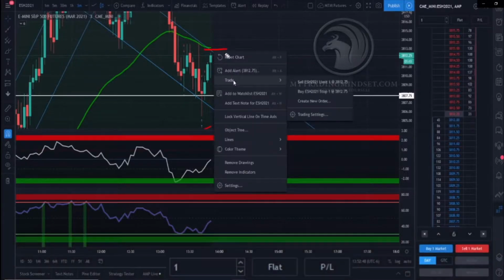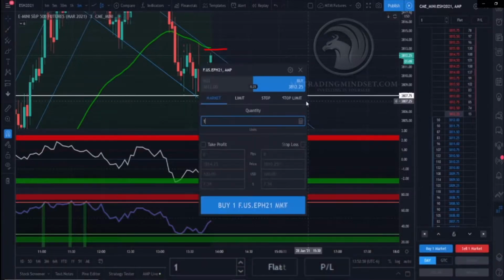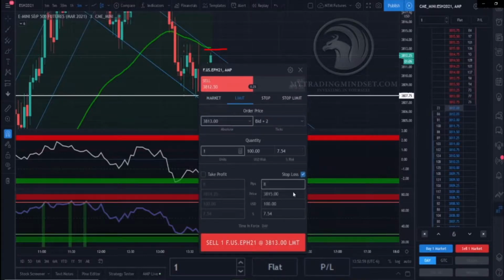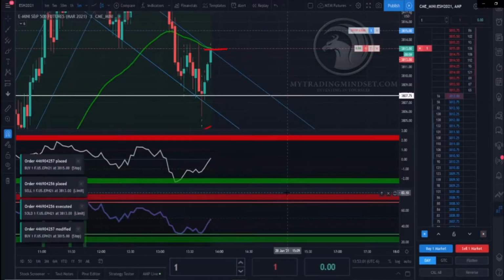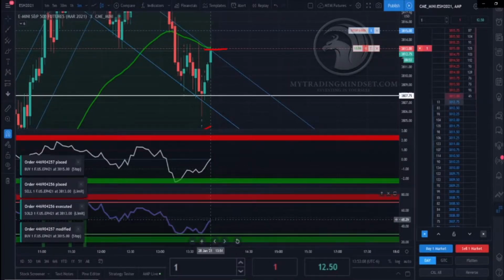Here it's touching that level that I was telling you about earlier, which is my support line on the downtrend. Take my stop loss. I put my stop loss at $100, and I placed the order. I didn't want to put a take profit because I wanted to see if I could take more profit than this.